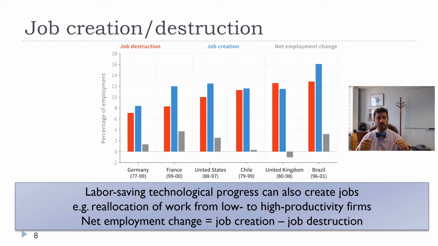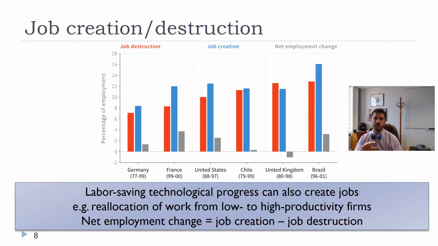And so in order to think about that, we need to think about how many jobs get created and how many jobs get destroyed in a country, say, over a typical quarter or year. And are more jobs getting created than destroyed, and so employment is growing? Or are more jobs getting destroyed than created, and so net employment is shrinking?